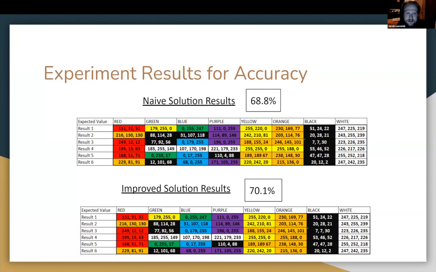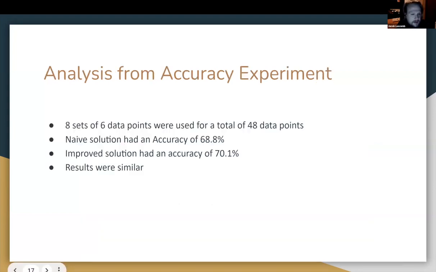To conduct the accuracy experiment, we employed a data set consisting of 8 sets of 6 data points, each representing a different color we aimed to detect. This amounted to a total of 48 data points that were thoroughly tested for accuracy. Contrary to our assumptions, the results obtained from both the naive and improved solutions turned out to be strikingly similar. However, the improved solution unexpectedly outperformed our predictions, delivering superior accuracy while also maintaining enhanced efficiency.